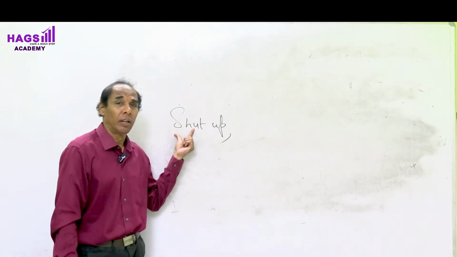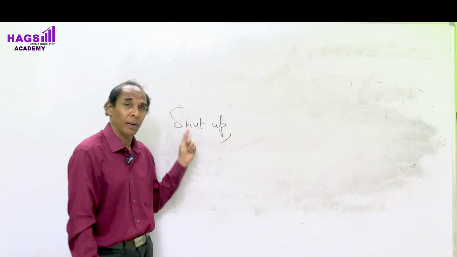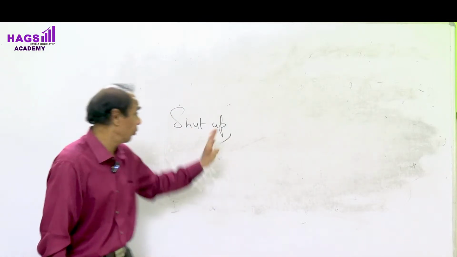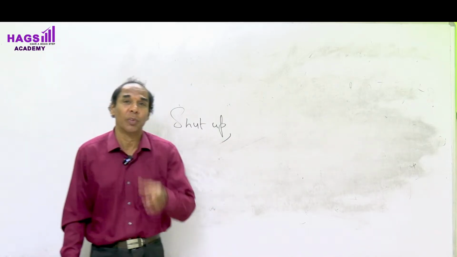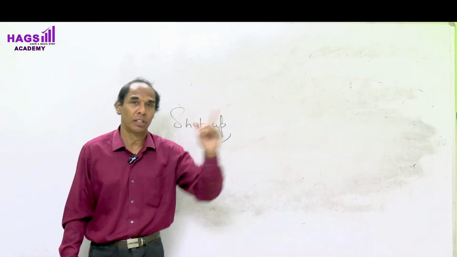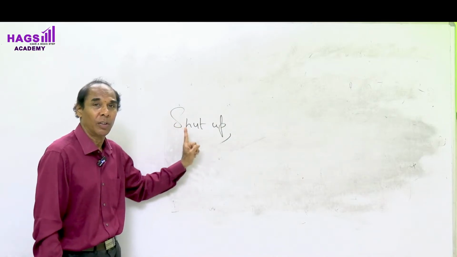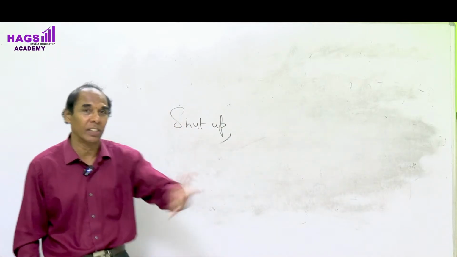"You" is absent here, but the meaning is implied. So rule number 1 is satisfied. Rule number 2: the sentence begins with V1. Shut, shut, shut. The sentence has begun with V1. Rule number 2 is satisfied.